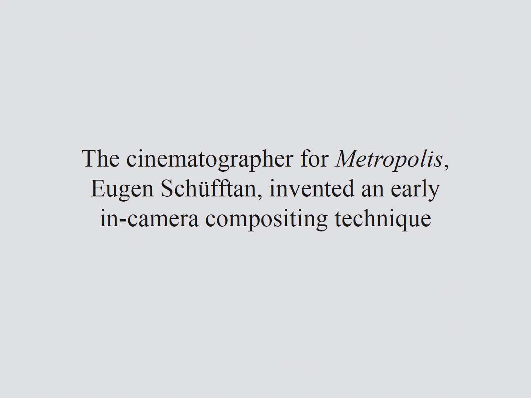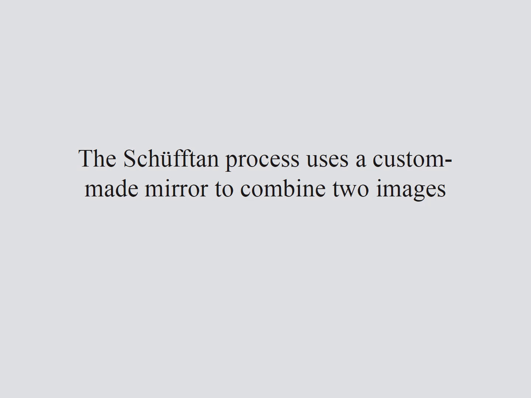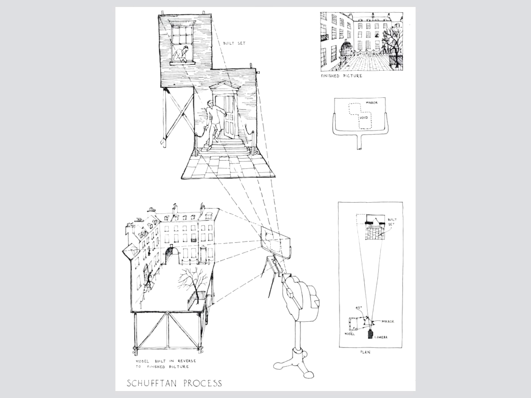Looking back to Metropolis from 1927, once again a groundbreaking film in the history of visual effects. The cinematographer's name was Eugen Schüfftan, and he invented an early in-camera compositing technique that bears his name, the Schüfftan process. And the idea was to use a piece of glass that was only partially mirrored. Here's a diagram of the Schüfftan process.